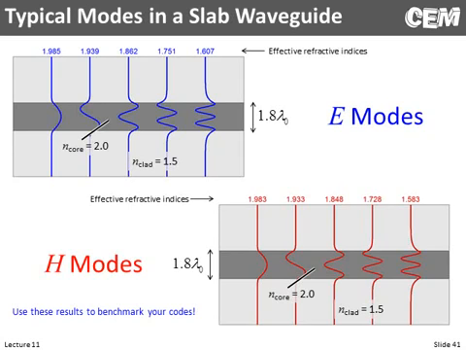So here's another example. You can use this to benchmark your code if you write one. We take the same slab waveguide that's 1.8 wavelengths thick in the core. It has a refractive index of 2.0 in the core, a refractive index of 1.5 in the cladding, and we take the same exact slab waveguide and calculate the E and H modes, and here's what we get. So these numbers are the effective refractive indices. Notice they're a little bit different than the E modes. The E and H modes are definitely different. So this is a great way to benchmark your codes if you choose to write these.